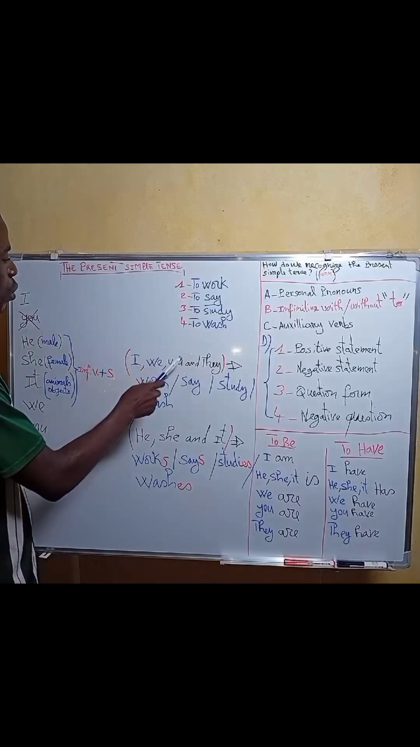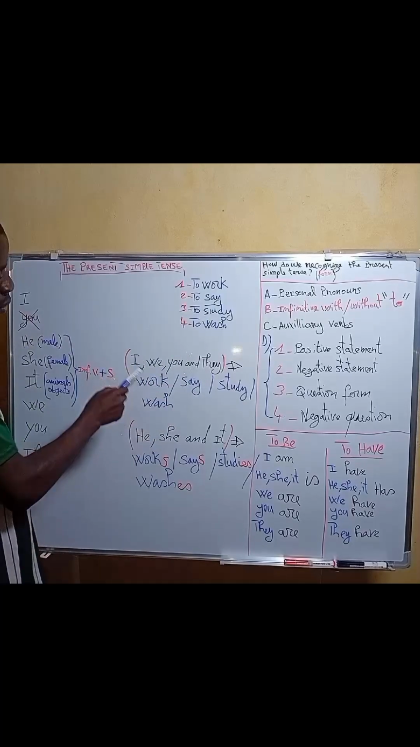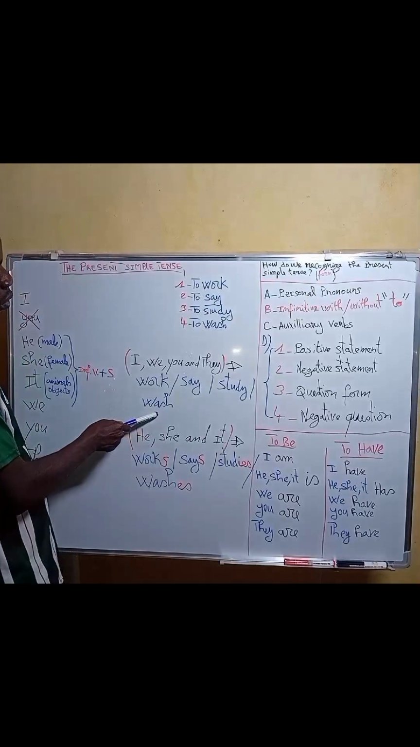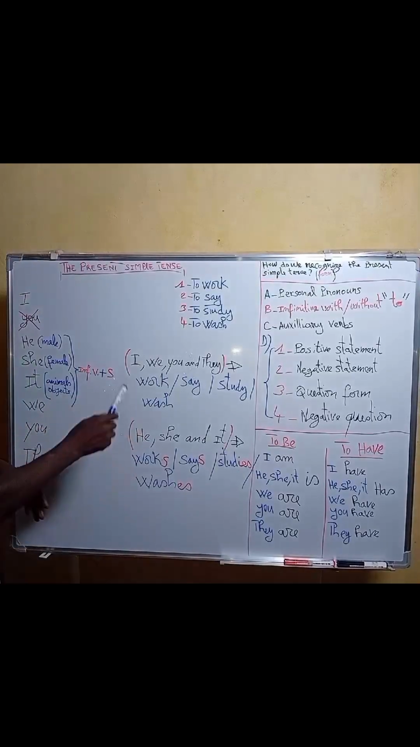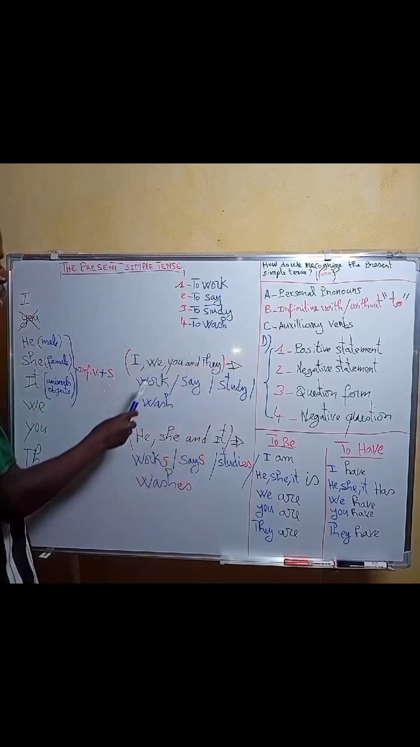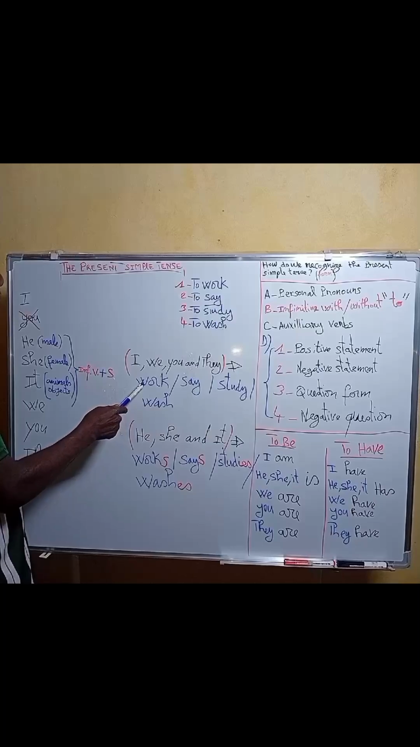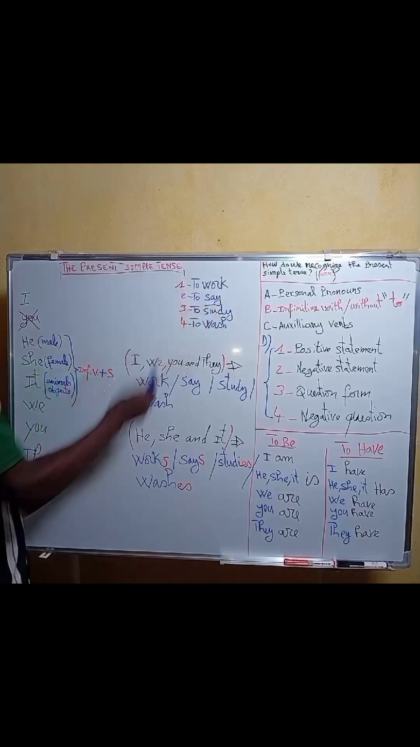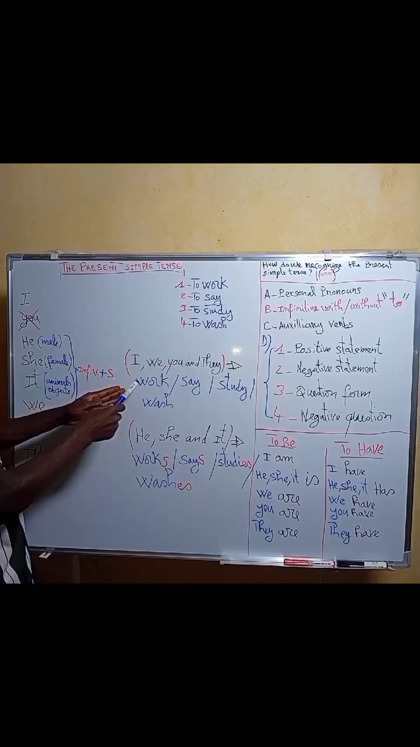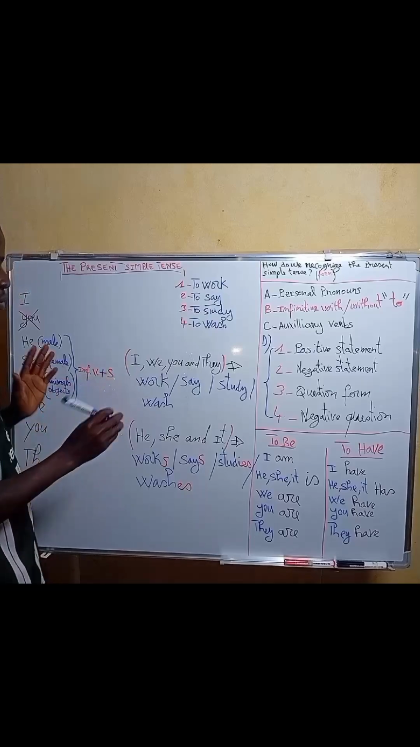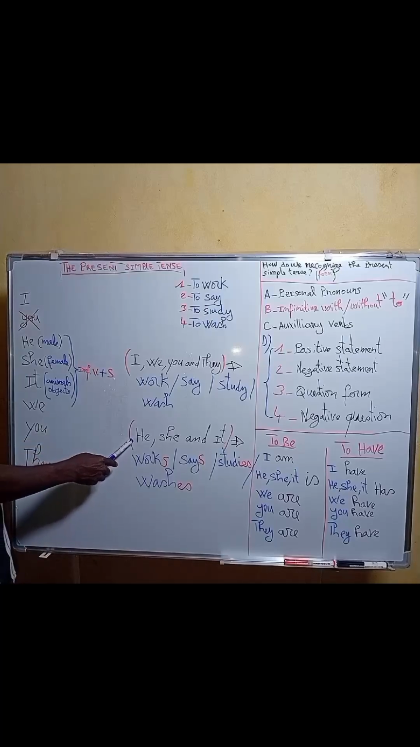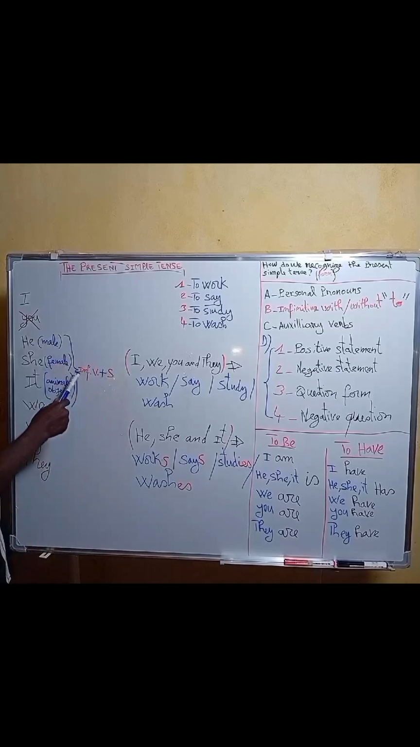I, we, you, and they, we say work, say, study, and wash. If you remember, we use the personal pronoun plus the verb, the infinitive of the verb without to. Here are the infinitives of the verb with to. Here we don't use the infinitive with to, we use the infinitive without to. When it comes to the third person singular, we use the infinitive of the verb plus s.